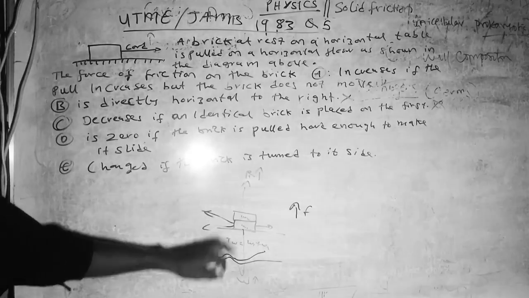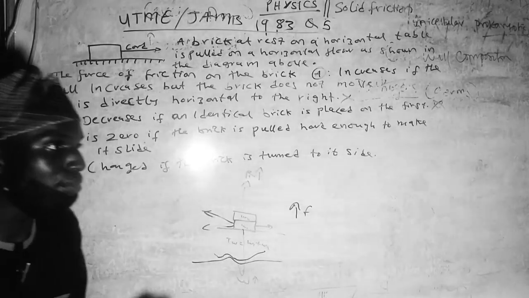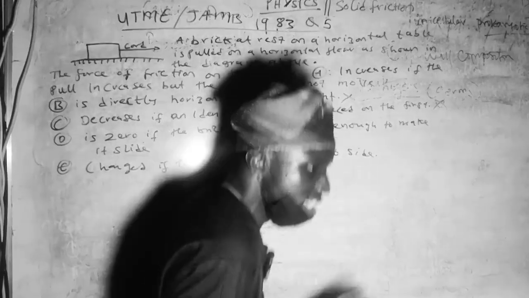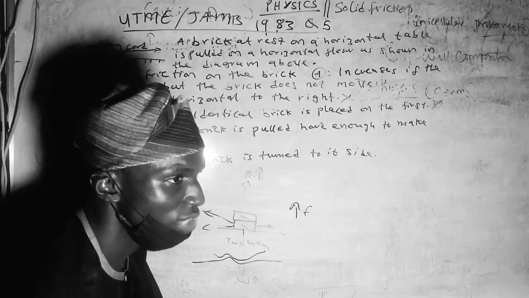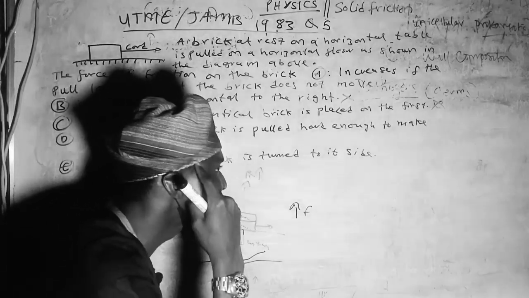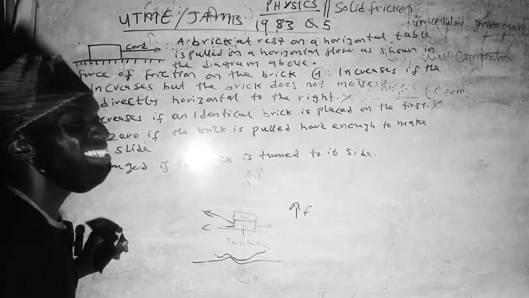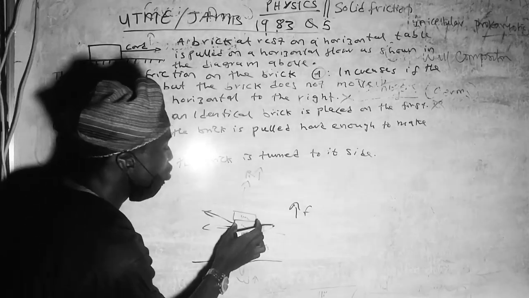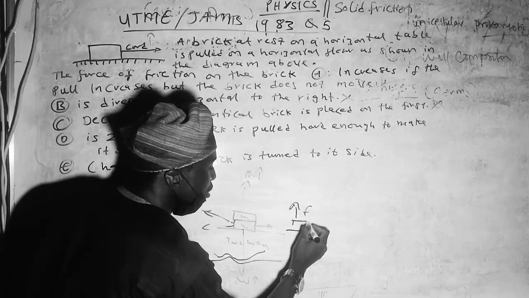So the same thing here. If you are pulling a brick on the floor, the friction between that brick and the floor will reduce if you are increasing the speed. But the friction between the brick and the floor can never be 0. It can reduce, but can never be 0. The only condition that can make the friction between this brick and this table be 0 is when you take the brick away from the floor. Maybe this is the floor. You now take the brick away from the floor.